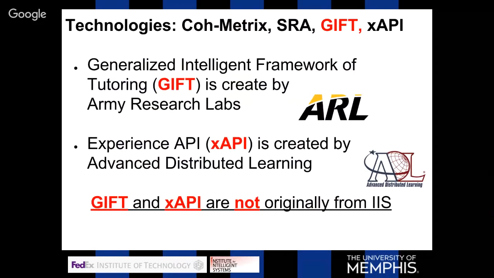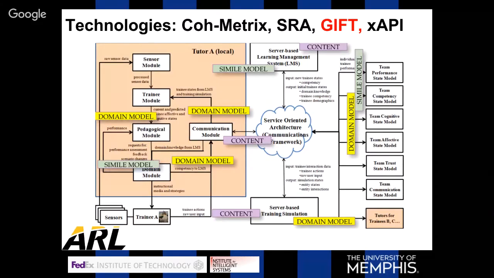This is something that we have been intimately engaged with the Army Research Lab on, and it is a framework that puts everything together. This is GIFT, the Generalized Intelligent Framework for Tutoring. It specifies different modules. It's a theory-driven framework. So when we talk about ITS, intelligent tutoring systems, we have a learner model, domain model, pedagogy, and presentation and output. This is everything together in the framework.